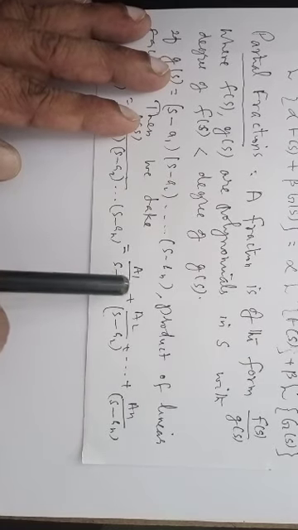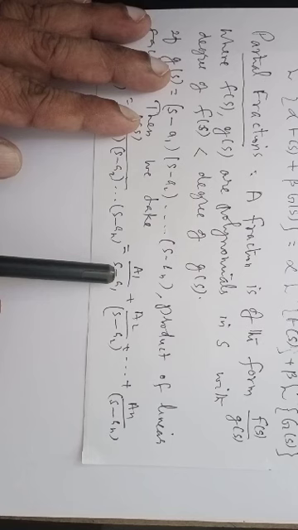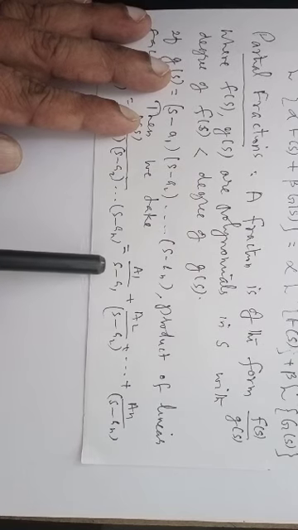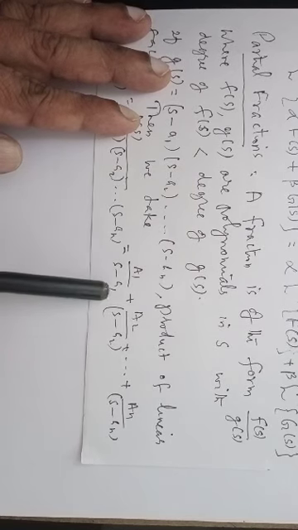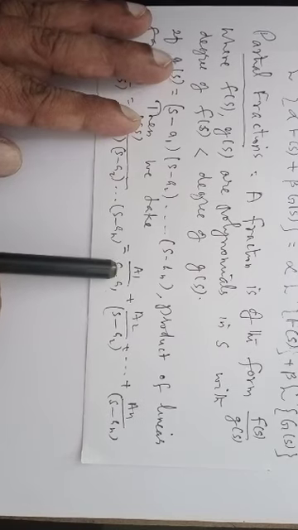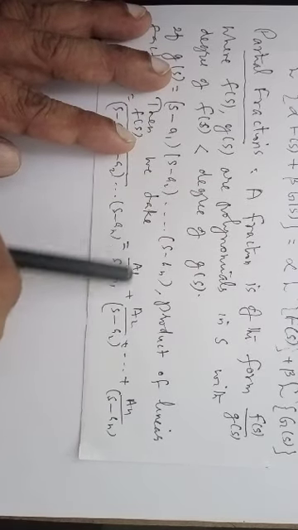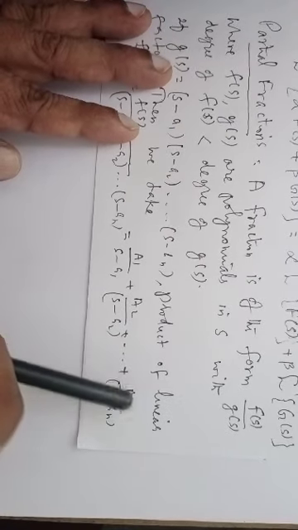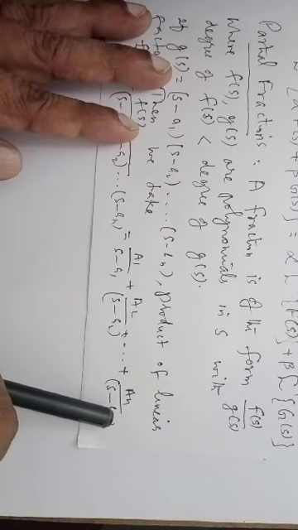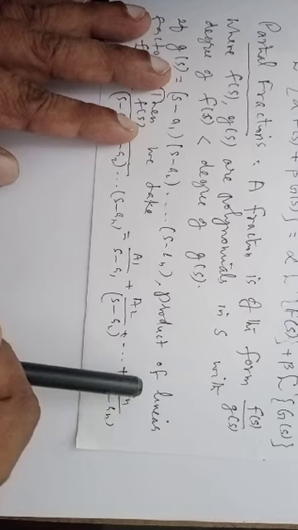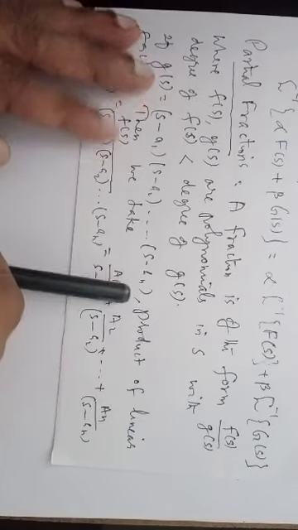Standard result: if it is 1 by s minus a, then its L inverse is e raised to at. Then what is L inverse of 1 by s minus a1? It is e raised to a1t. L inverse of 1 by s minus a2 is e raised to a2t. Constants can be taken outside. And L inverse of 1 by s minus an is e raised to ant. Okay, this is another method.